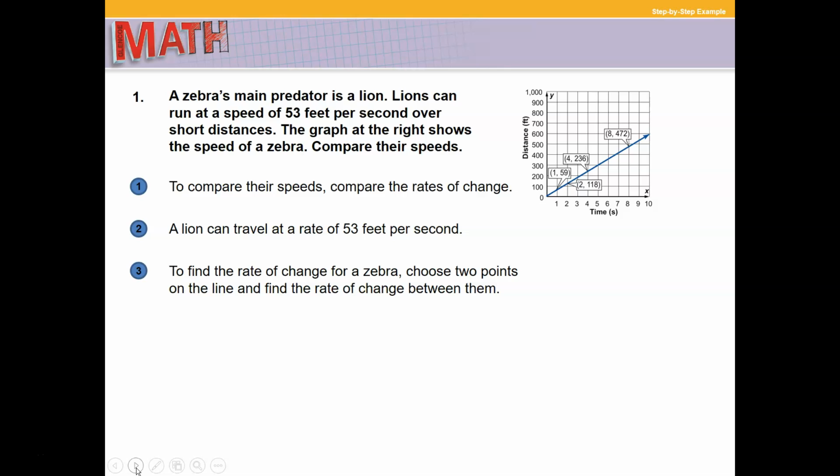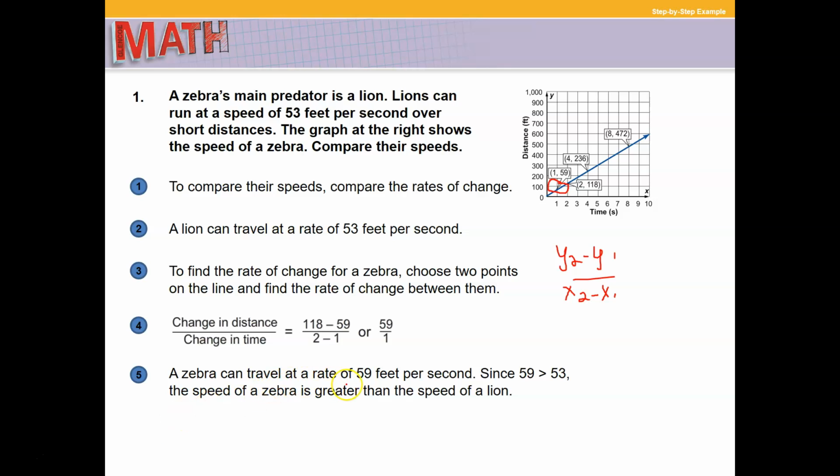For the speed of the zebra, we've got to find the rate of change between 2 points. So you'd use y sub 1 minus y sub 2 over x sub 1 minus x sub 2. And that's what they did here. They picked 2 points and solved the problem. They got 59 feet per second. So when you compare them, the zebra can travel 59 feet per second, which is greater than 53 feet per second of the lion.